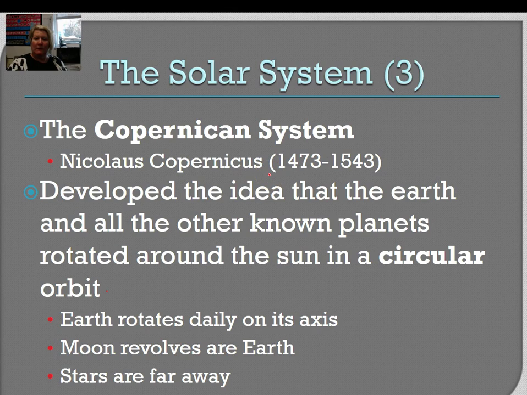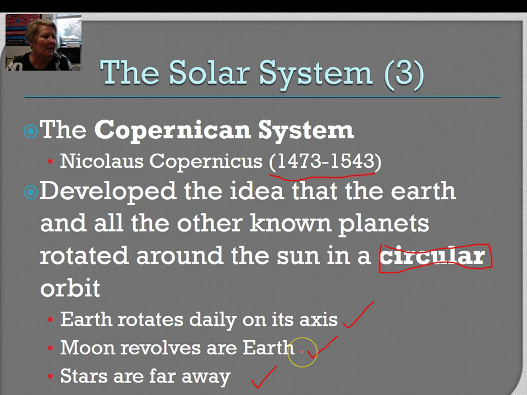Jumping ahead to the Copernican system, we're going to 1473, 1543, and he developed the idea that the Earth and all the planets that were known at that time rotated around the Sun, and they rotated in a circular path or orbit. He indicated that the Earth rotates daily on its axis, the Moon goes around the Earth, and the stars are far away. Copernicus is given credit for the correct system.